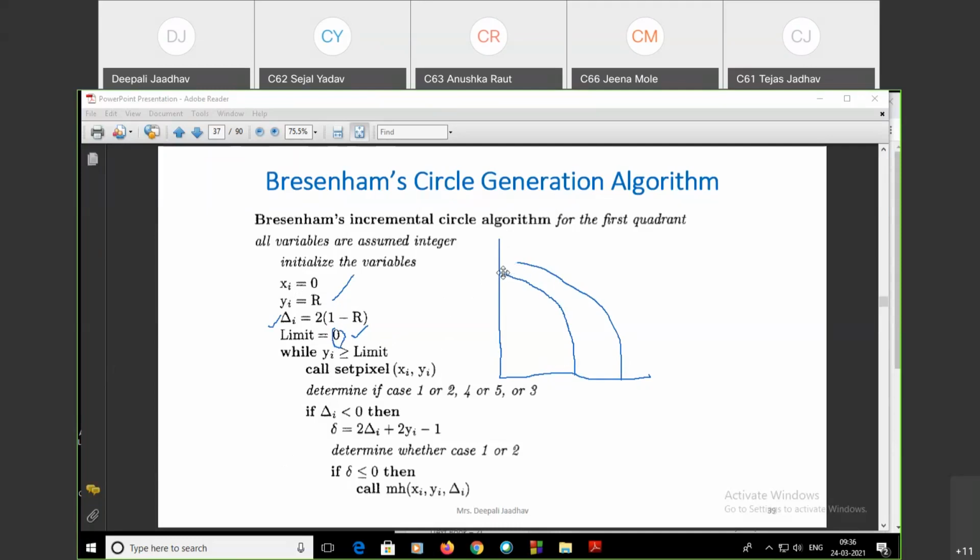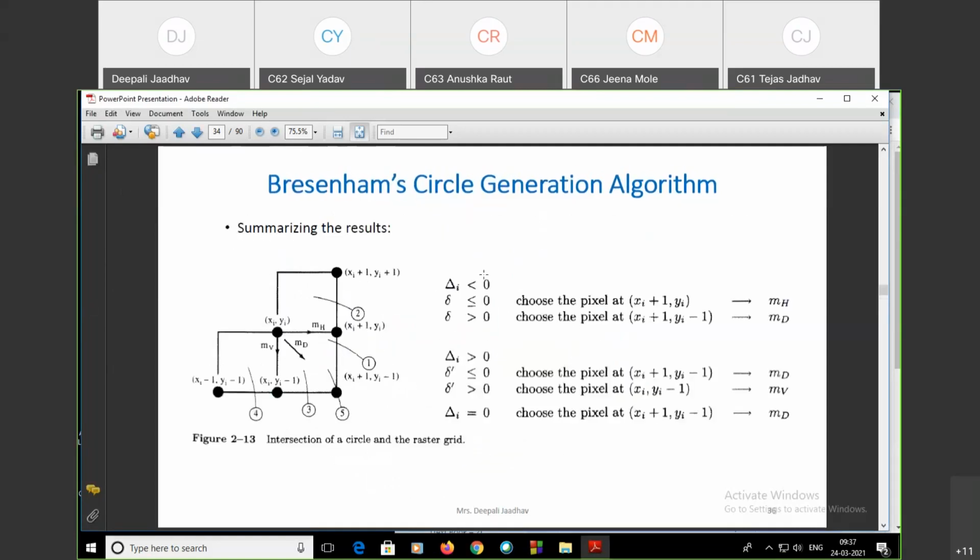So which point should be chosen? Either horizontal, diagonal or vertical. How do we select that point? For that, we compare the delta I that we calculated. If this delta I is less than 0, then we calculate small delta, 2 delta I, using this equation. How that equation comes, we also covered at the time of theory. Then we determine any one of the two cases. It is given here in a simple way.